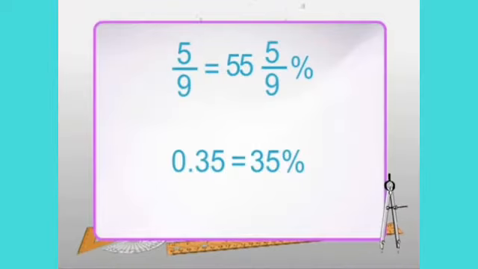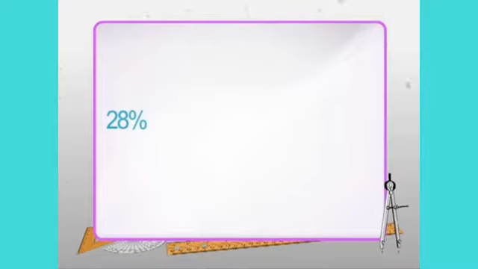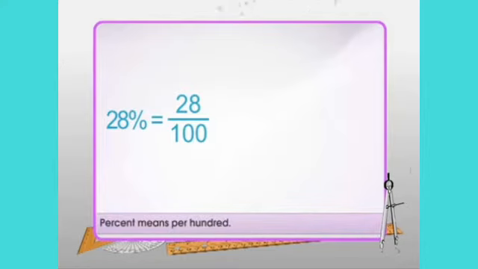We have seen how fractions and decimals can be converted to percentages. But what if we need to convert percentages to fractions or decimals? Let's first see how to convert percentages to fractions. A given percentage can be converted to a fraction by dividing it by 100. This is simply because percent means per 100.